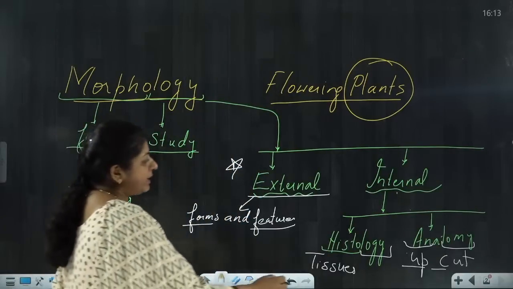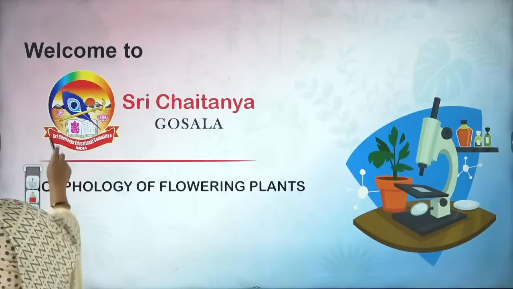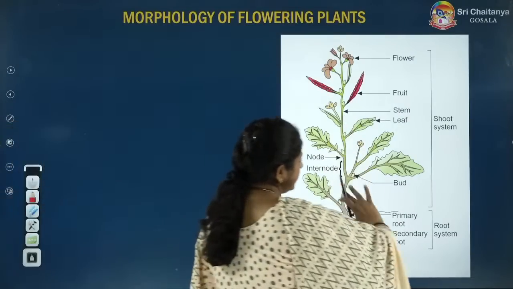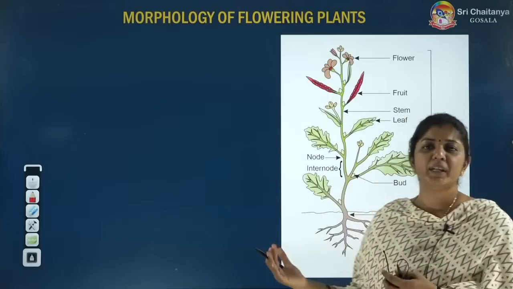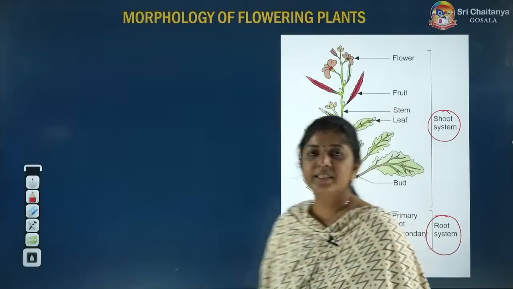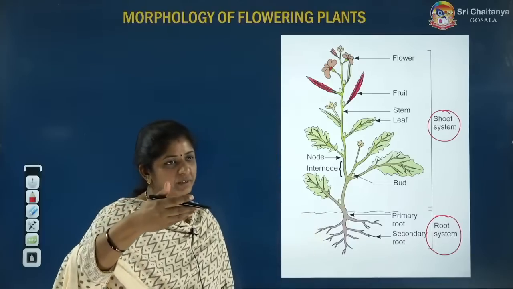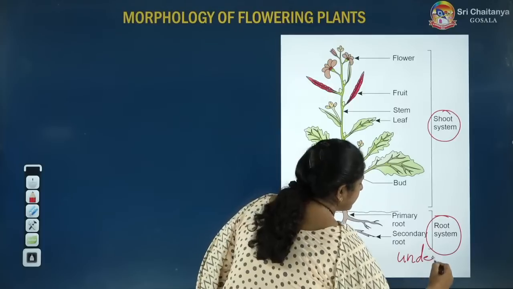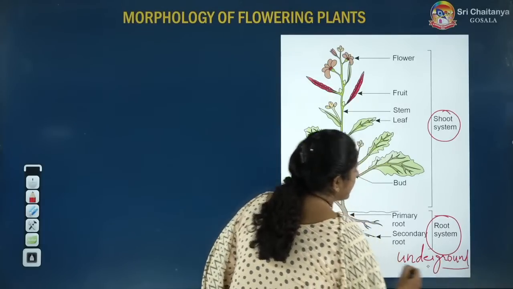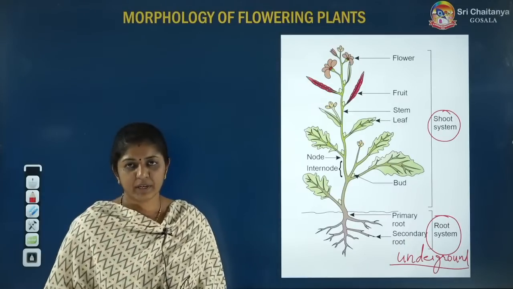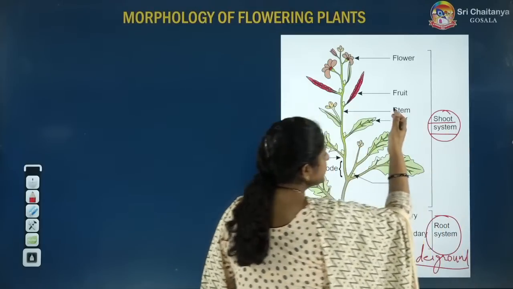Fine. Now coming to external morphology, in plants you have these things which everyone knows will be there in a plant. It has a shoot system and it has a root system. Can I say the shoot system is the upper part of a plant? Fine. And the root system is underground. The underground part of the plant, that you call the root system. So it is made up of which organ? Roots. Clear?